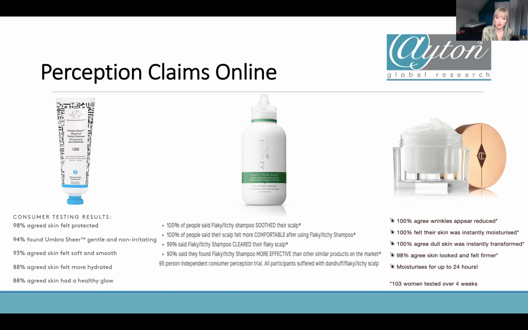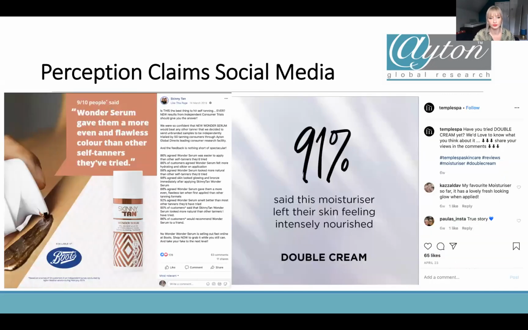So certainly with Charlotte Tilbury claims, things like moisturizes for up to 24 hours. Well, as long as the participants have all agreed that their skin felt moisturized for up to 24 hours, we can make the study design around that kind of claim and make sure we can agree with that. But yeah, there's lots of examples of the claims that have been used there.